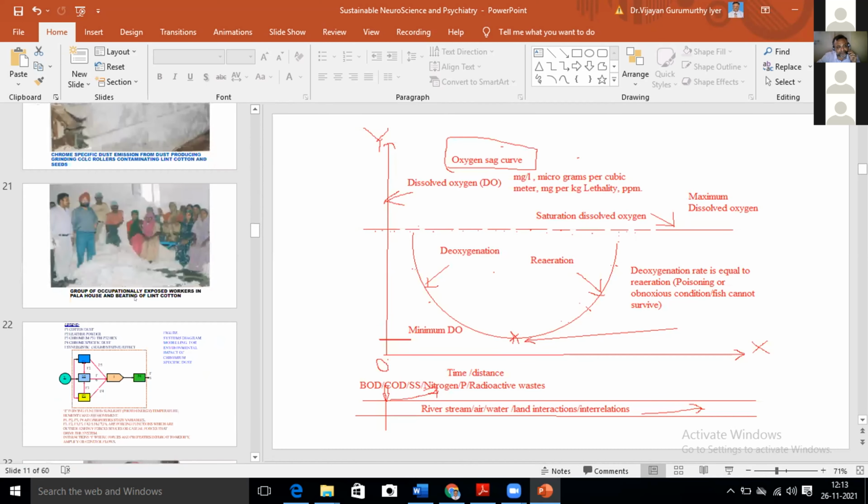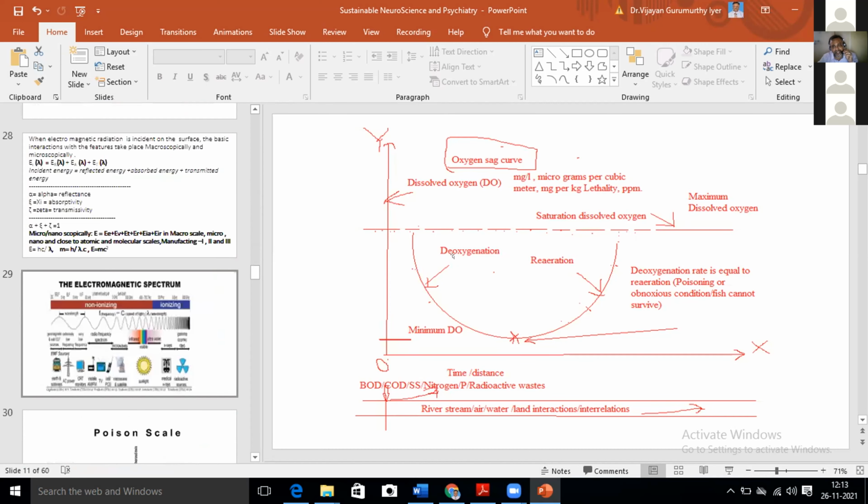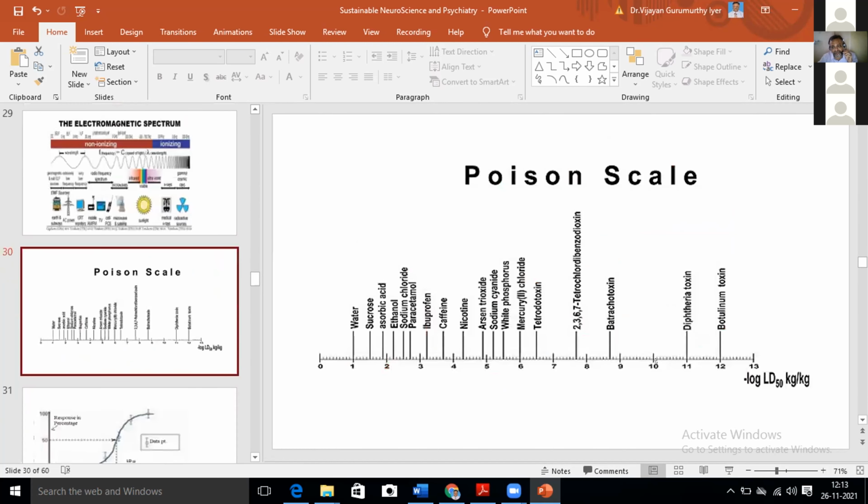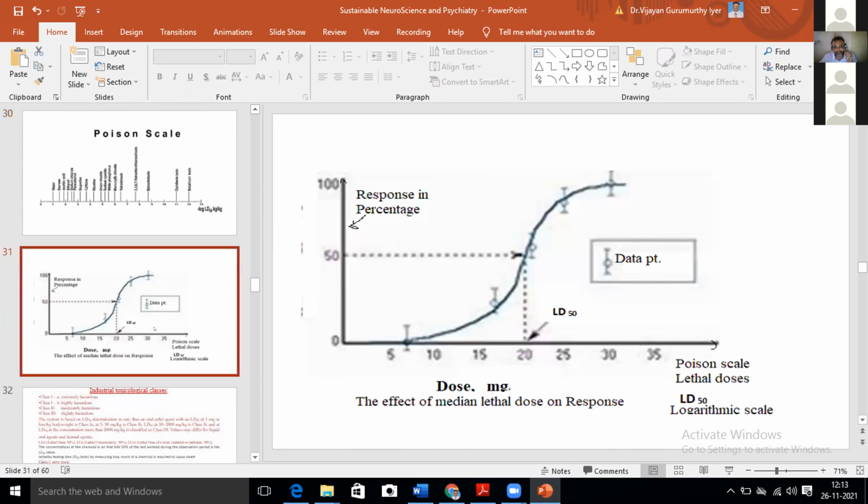The next one is concerned with the electromagnetic spectrum. This is the Poisson scale, which is the negative logarithm of LD50, in kg per kg of body weight. But again, it has to be redesigned for efficiency. Now you understand, it is only effectiveness. It has to be redesigned again for the efficiency, right? So this is the effect of the median lethal dose on response.